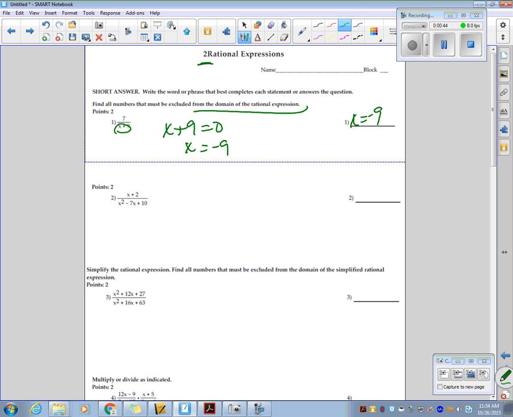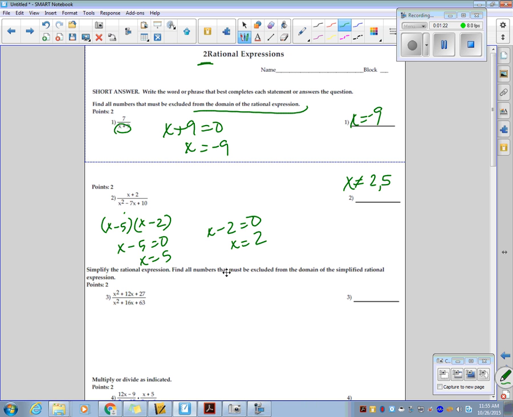The same in number 2. You have to factor first, and it would be x minus 5 and x minus 2, and you have to set both factors equal to 0. So x is not allowed to be 5, and x is not allowed to be 2. So all you had to do, for the first 2, was to tell the restrictions on the denominator.